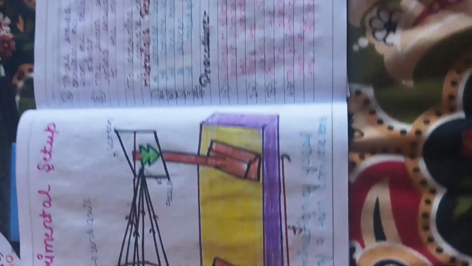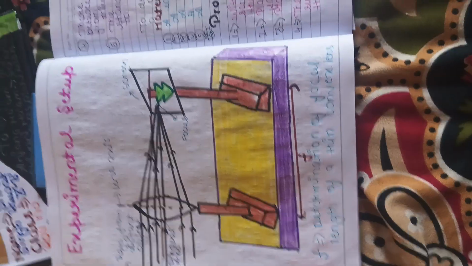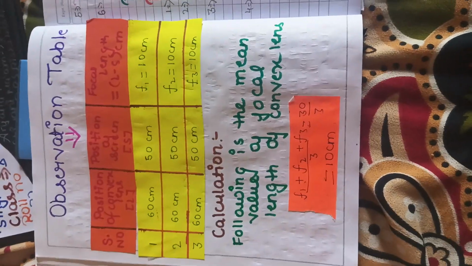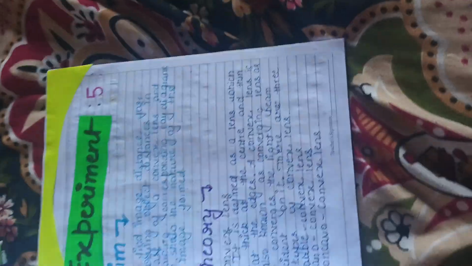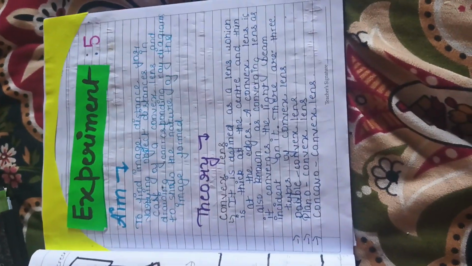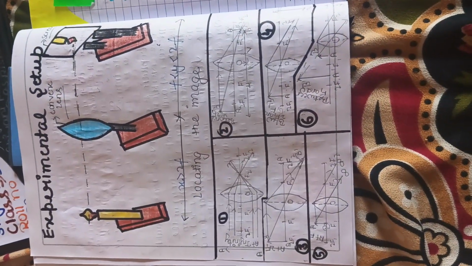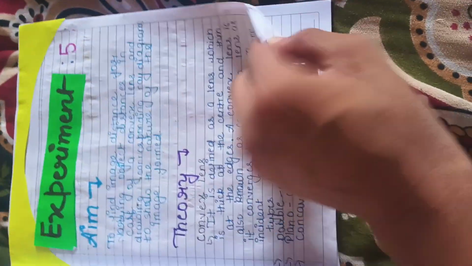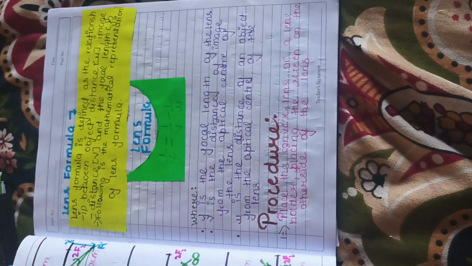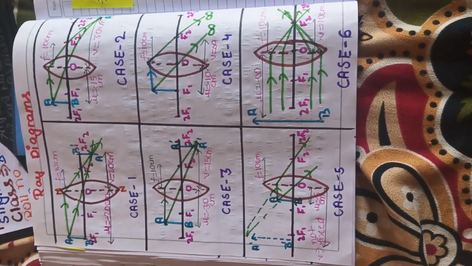These are some materials required, and the experimental setup for the second experiment of the convex lens. Then we have the result, precautions and the observation table along with the calculation. Now we have experiment number 5, which is the last experiment, or I think there's one more experiment over here. Then we have the lens formula and all the ray diagrams using sketch pen, so it looks attractive. Then we have the observation table.